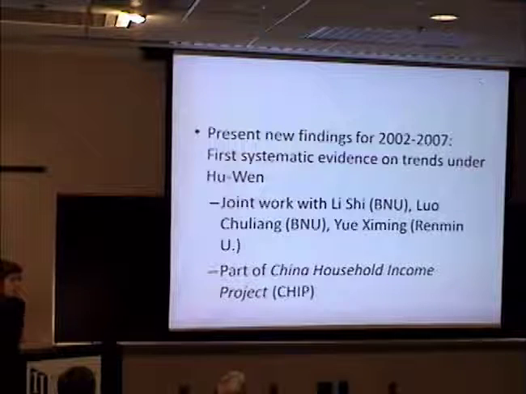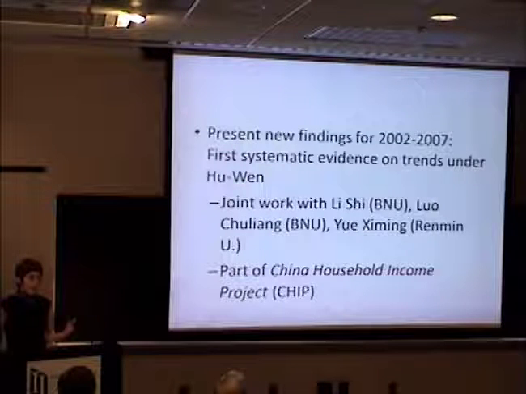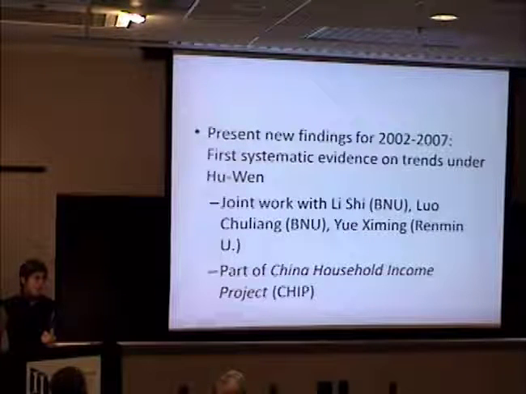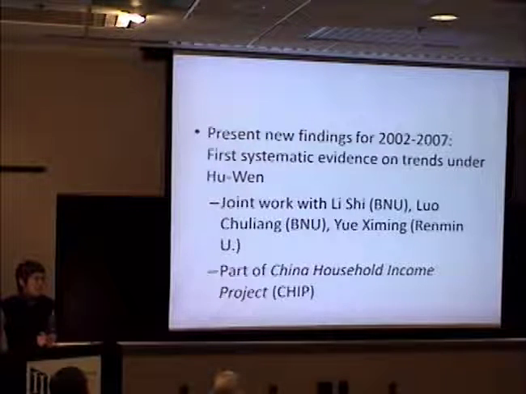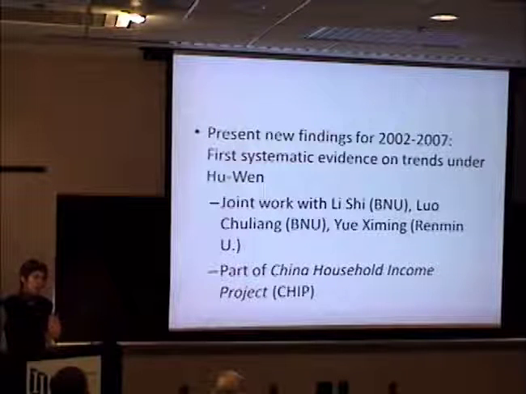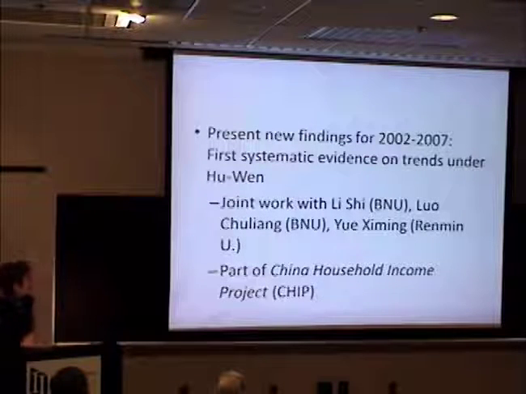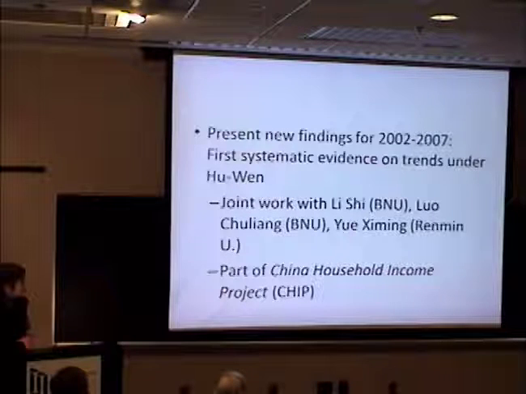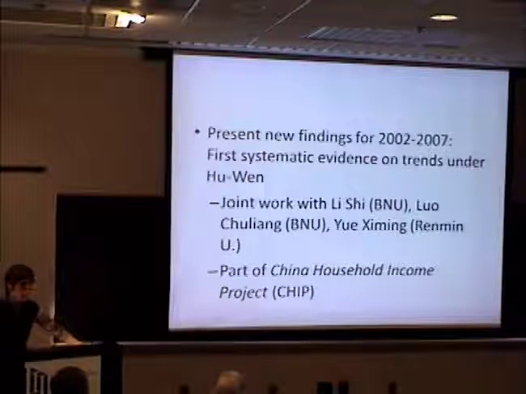I'd like to present some new findings for more recent times, through 2007, which covers a big chunk, although certainly not all, of the Hu-Wen era. It stops before the recent world economic crisis, but nevertheless it gives us a pretty good picture of what was happening through a big portion of the Hu-Wen era. This is joint work with others, Li Shi and Luo Chuliang at Beijing Normal University, and Yue Ximing at Renmin University of China. It's under the umbrella of the CHIP project, the China Household Income Project.